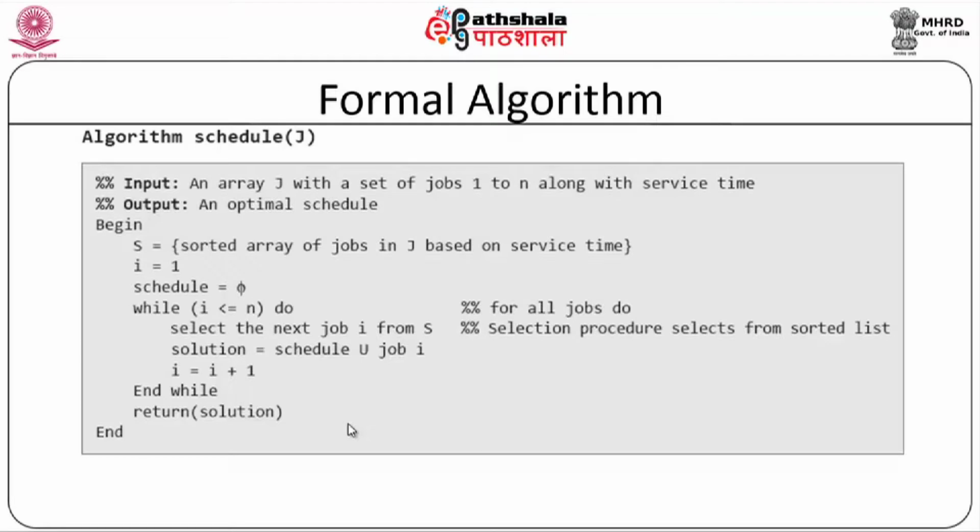So, this is the formal algorithm. In the formal algorithm, all we are trying to do is ensure the implementation of the informal algorithm. First sorting is carried out, then the schedule is set to null. Initially I consider all the jobs, select the next job from the sorted list, and schedule that. Keep on doing that for all the jobs. This is the formal algorithm without deadline.